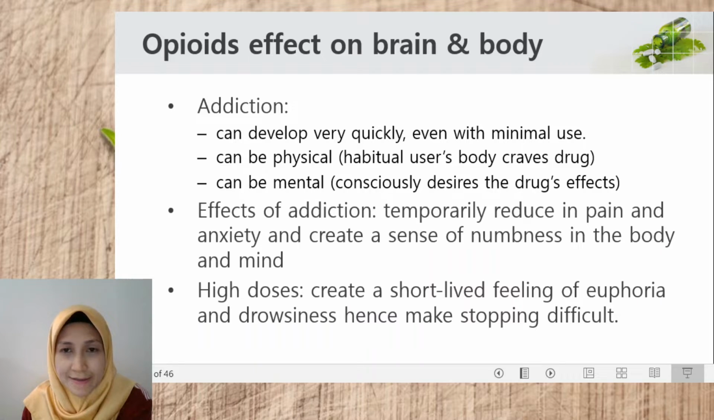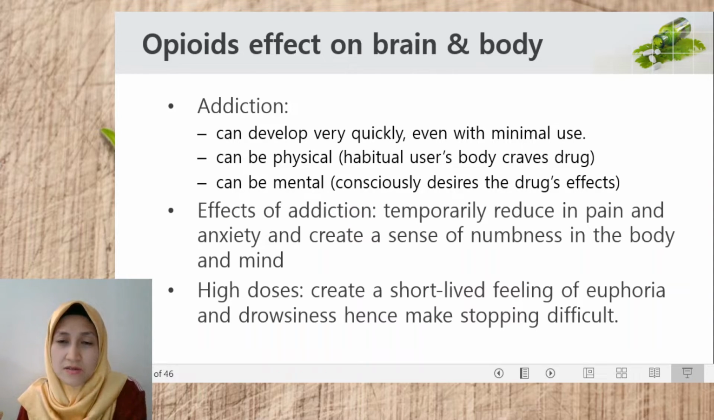And the addiction to opioids can develop very quickly, even with minimal use. It can cause physical and mental dependence for the users. Physical addiction means that the user's body craves the drug. If they have used it for a long term, and then they suddenly stop using it, the body itself will have withdrawal symptoms like shivering, runny nose, and insomnia. That means the body is not adapting to the new chemical. The body is missing that compound in order to have normal function, meaning that the body has already become accustomed to the presence of that compound. So if the drug is not in the system, they will develop these symptoms.